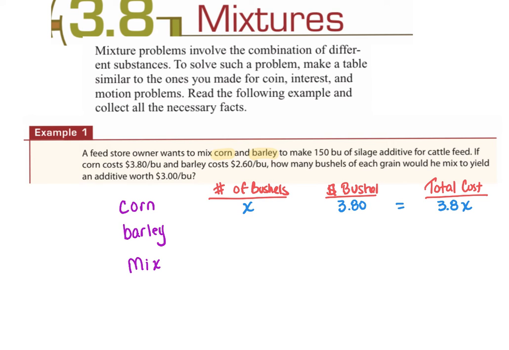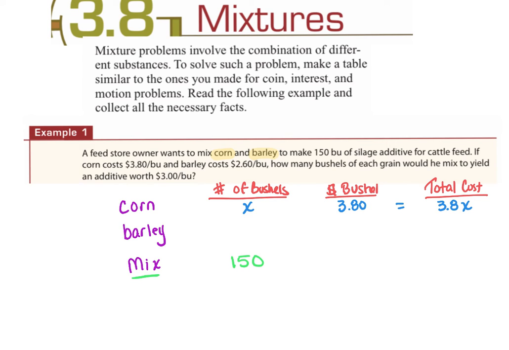What about the barley? Do we know how much barley we have? We don't, right? But we do know something else. We know the total amount that he wants. He wants in total 150 bushels of all of it, right? Does that make sense? At the very beginning, he says he wants to mix corn and barley to make 150 bushels of additive. So we can jump down to this total mix here, and we know this is 150.